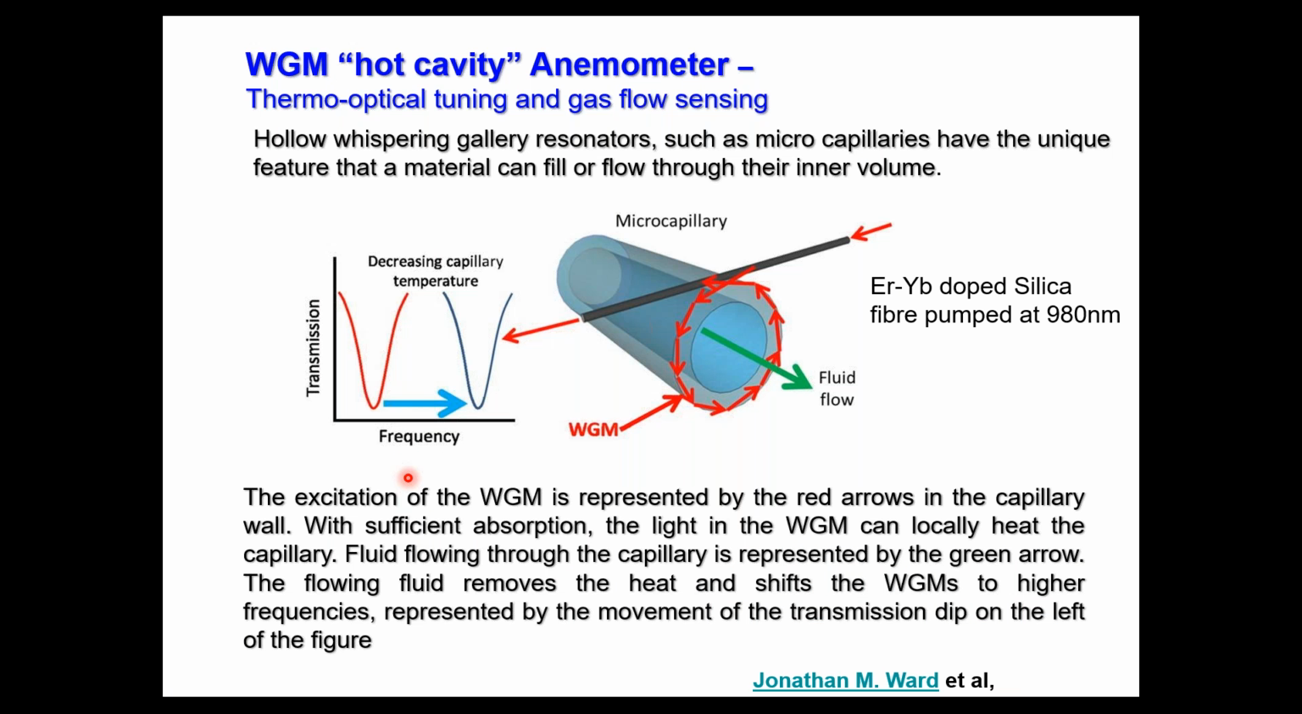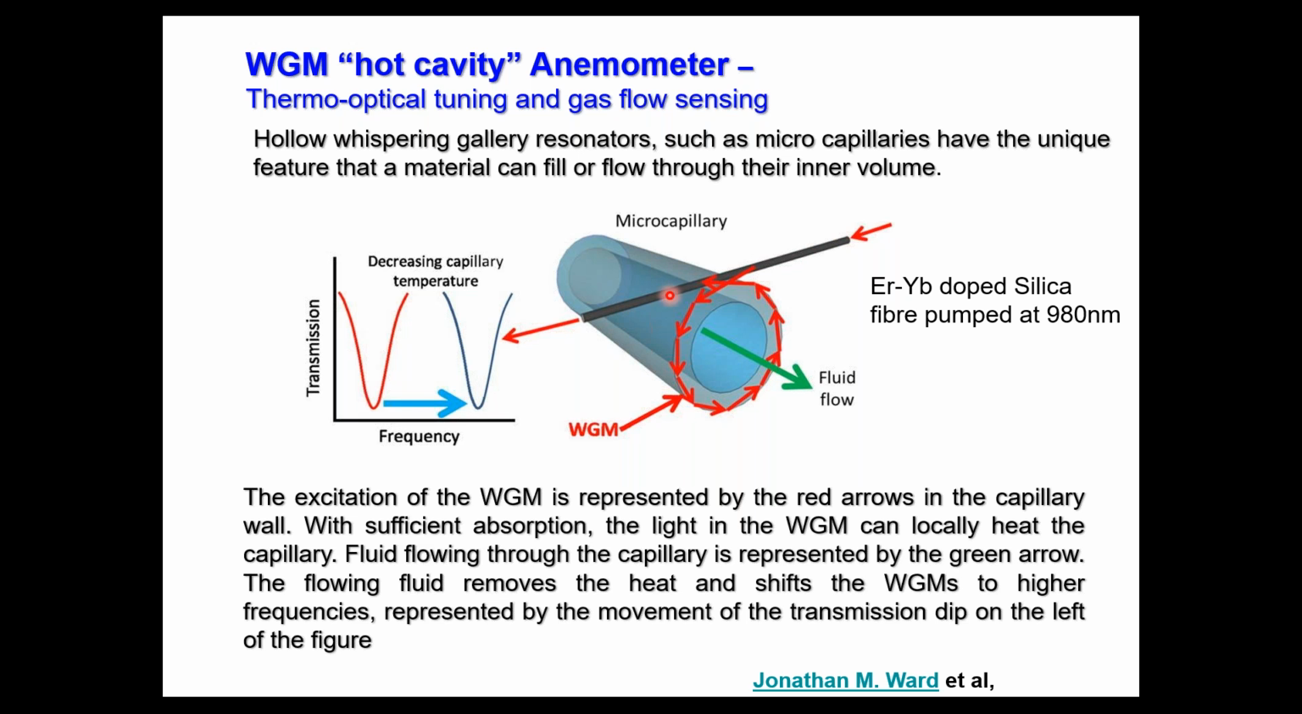So these kind of structures with holes inside, for example, the hollow waveguide. This is a gas flow sensing device, which makes use of such a silica based fiber. This silica is doped with an erbium ytterbium combination. So it is an erbium ytterbium doped silica fiber with a hole, and through the hole a fluid is flowing, and the excitation of the WGM is represented by these red arrows.